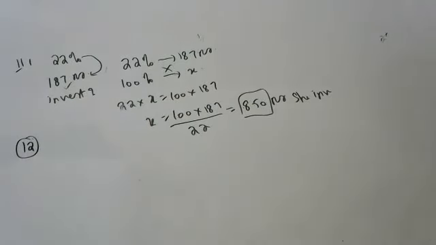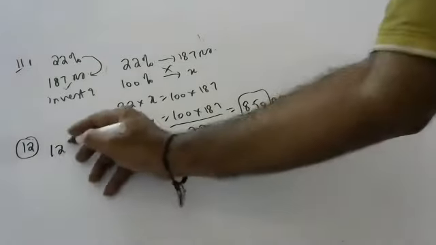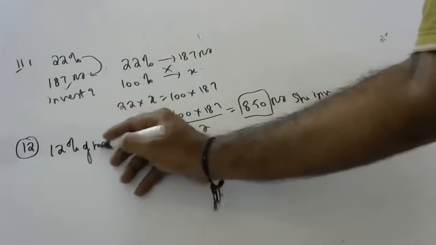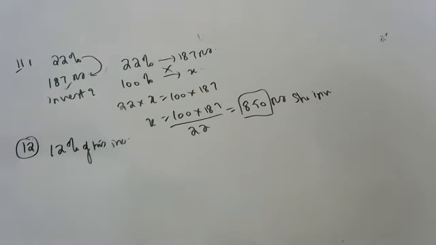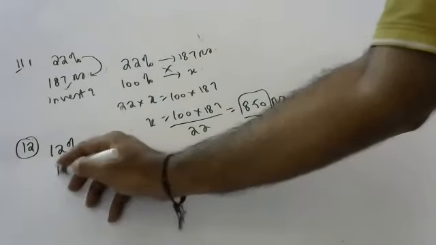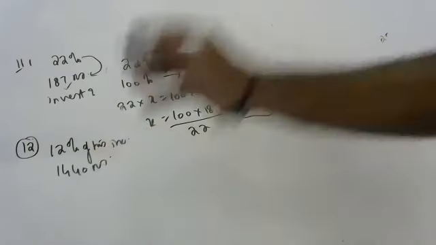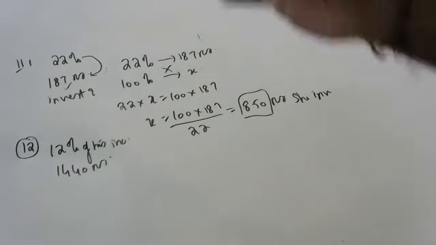Last sum, children, all of you. Okay, Raghuram. Yes, 12th sum, sir. Rohit deposits 12% of his income in a bank. He deposited 1440 rupees. So what is his total income?